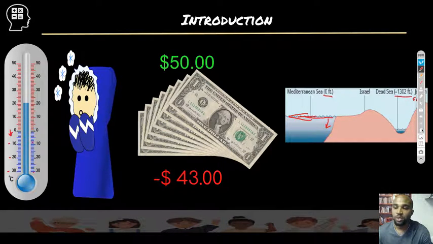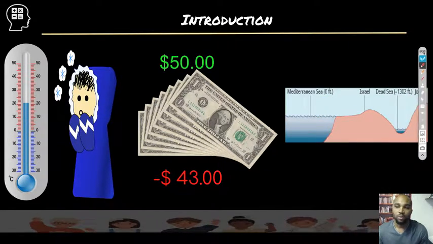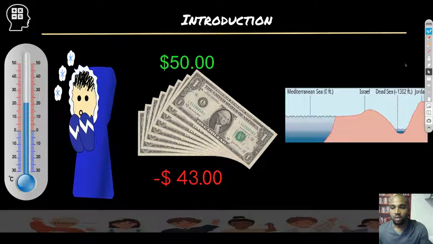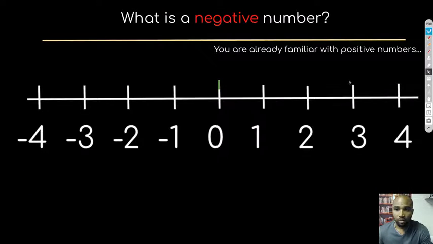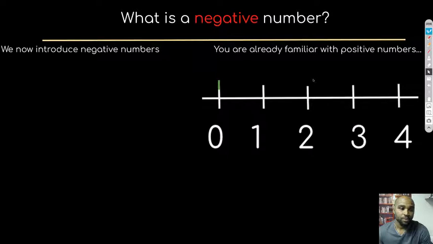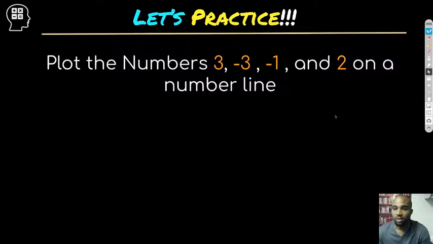So the introduction was all you needed, maybe, to refresh your memory. But let's go ahead and talk about it a little bit more since we're here. I want to answer these two questions: What's a negative number, and how do I correctly plot numbers on a number line? You're already familiar with positive numbers. Now we have negative numbers. So that's nothing new to you.